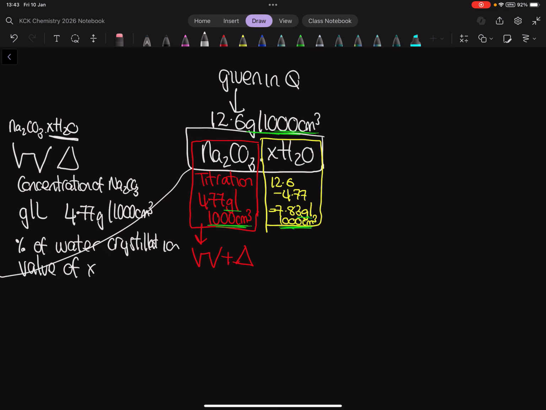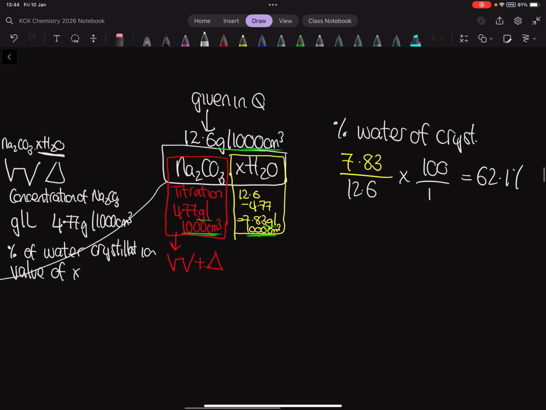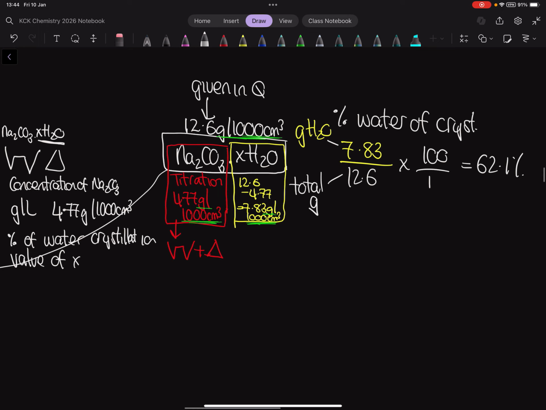The question that they will then ask you is to calculate the percentage of water of crystallization, and then it just becomes maths. Percentage of water is the water over the total. So it'll be 7.83, and my total was 12.6, and I multiply that by 100 over 1. When I do that, I should come out with 62.1%. Again, just to reiterate and make it clear, this is grams of water, and this is my total grams. That's how I work out my percentage water of crystallization.